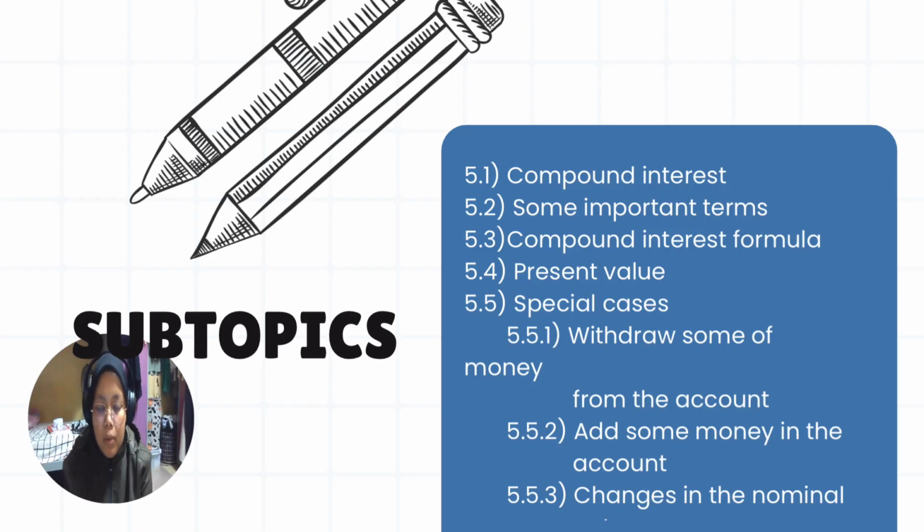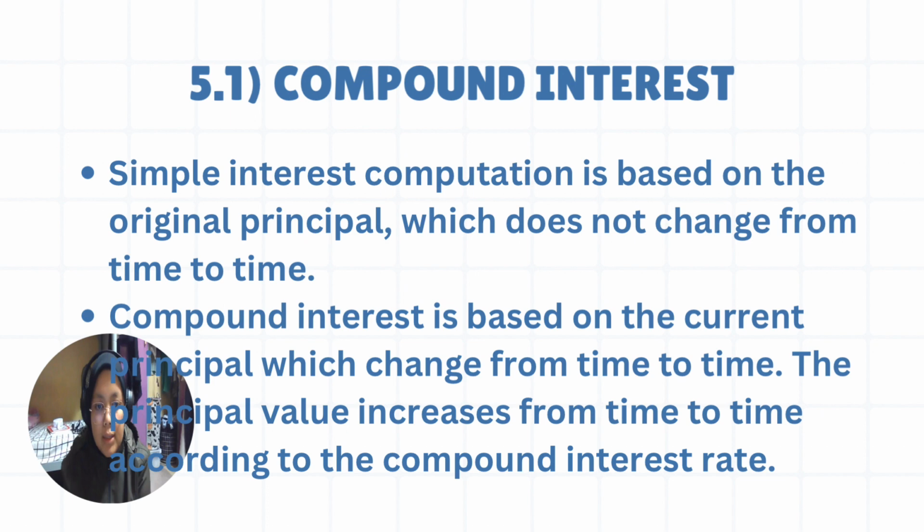So these are the subtopics that we will learn today. Let's start with 5.1, compound interest. As you know, simple interest computation is based on the original principal, which does not change from time to time. For example, if you need to pay 100 ringgit for the first month for the simple interest, you have to pay 100 ringgit as well for the second month and the third month. Right? Compound interest is based on the current principal, which changes from time to time. The principal value increases from time to time according to the compound interest rate.